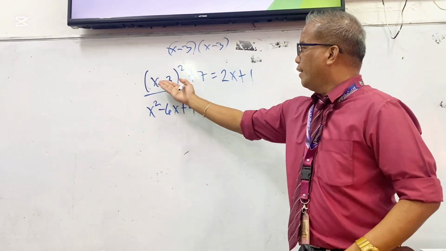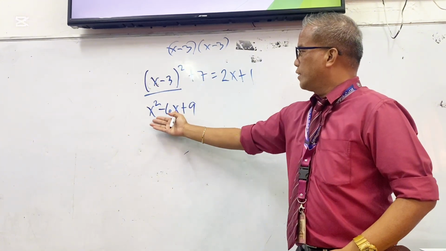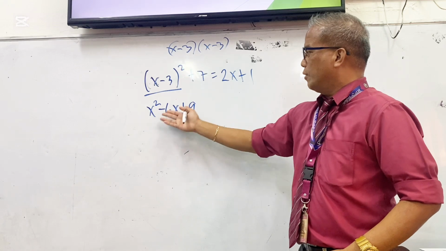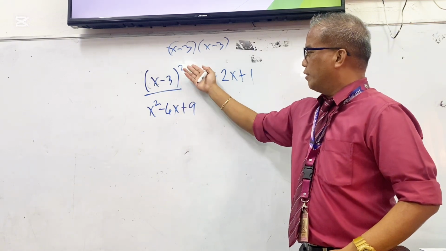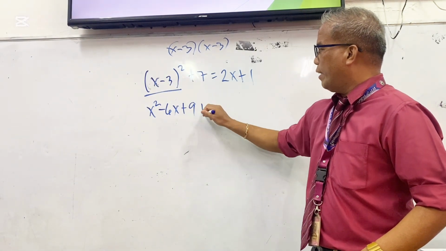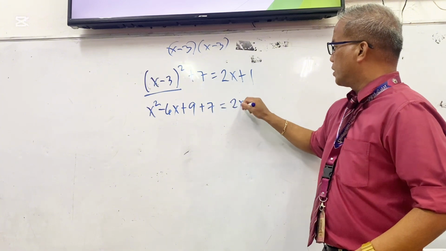Okay? I will repeat. x squared. So this is the answer. x times negative 3 times 2, negative 6x. Then negative 3 to the power of 2 equals 9. Then add 7 here. Then equals 2x + 1.